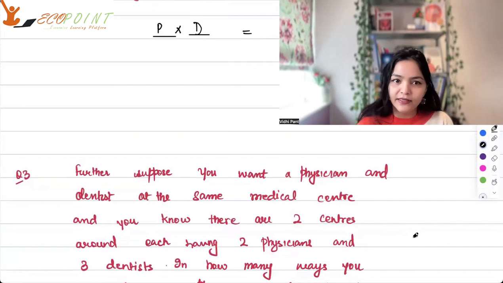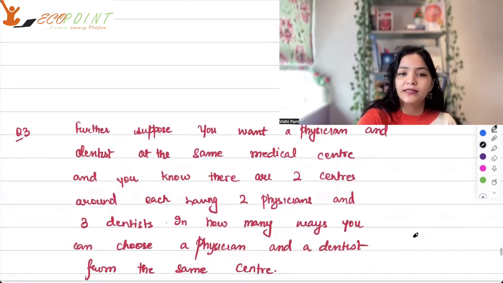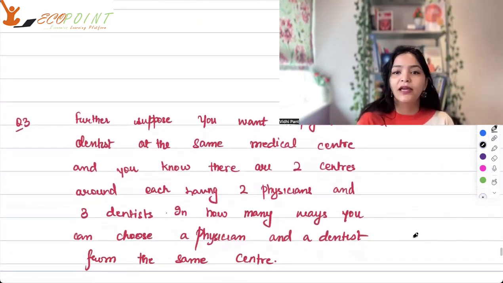अब इसी में थोड़ा सा चेंज करते हैं. Suppose in the same situation you want a physician and a dentist, but you want them at the same medical center. You don't want कि मैं एक बार यहाँ जाऊं एक बार यहाँ जाऊं, मैं एक ही मेडिकल सेंटर हो कोई जहां पे मुझे फिजिशियन भी मिल जाए और डेंटिस्ट भी मिल जाए. And suppose you know that in your area there are 2 such centers and each center has 2 physicians and 3 dentists. In how many ways can you choose a physician and a dentist from the same center?